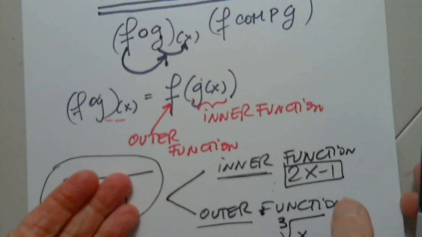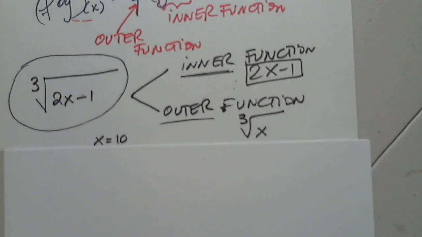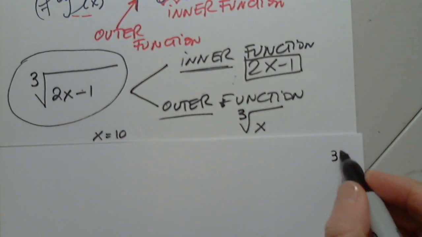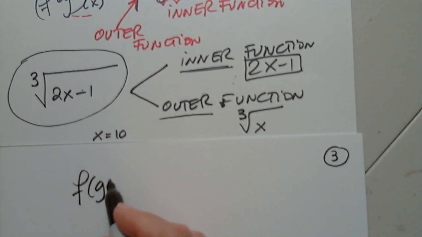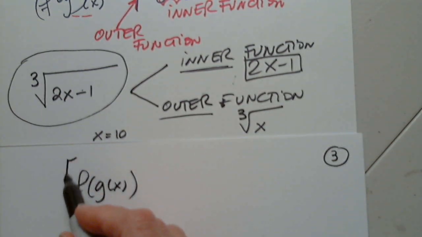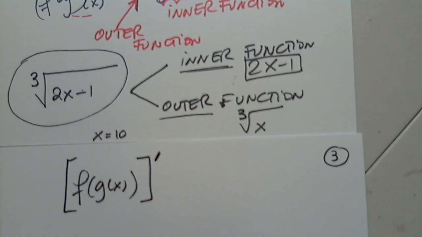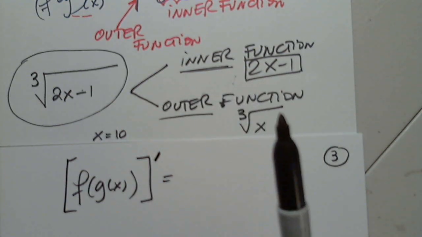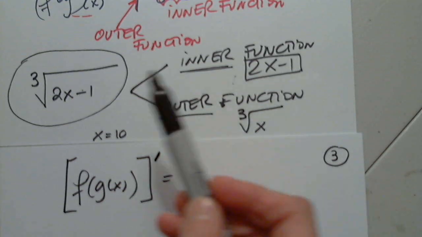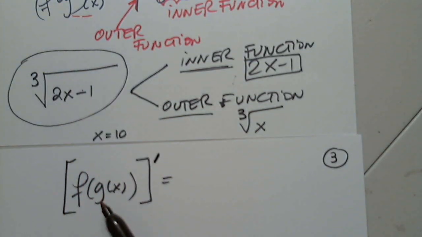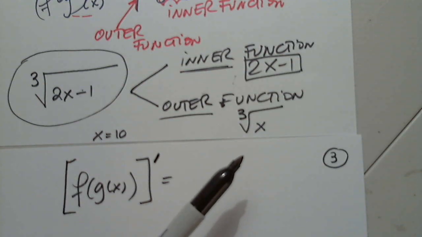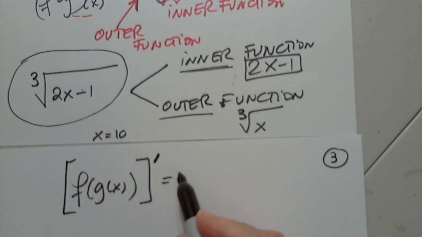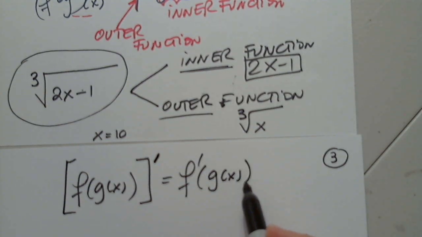And here's how we use it. So here's the chain rule: f of g of x, prime. Remember when we evaluated it, I said we start with the inner and we continue with the outer. Well, when we differentiate, we go the other way. First, we differentiate the outer and we say f prime of g of x, and then times the inner function prime.